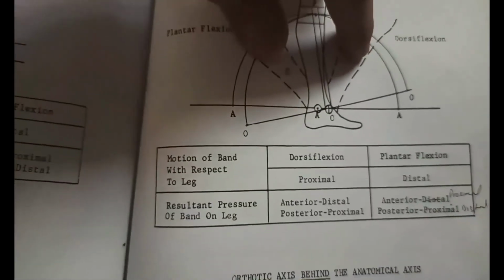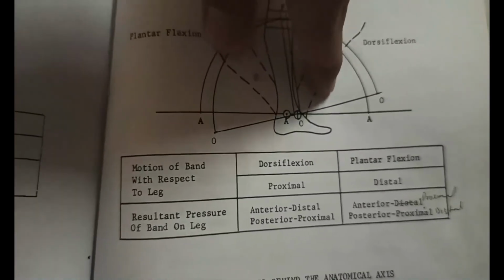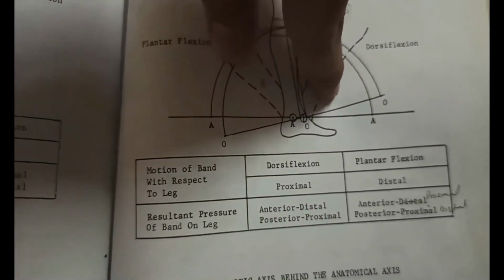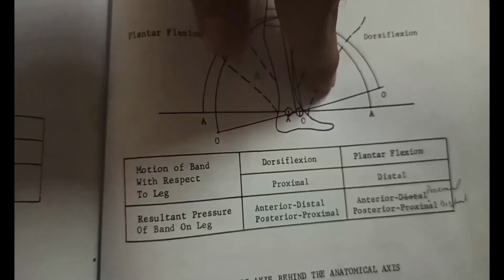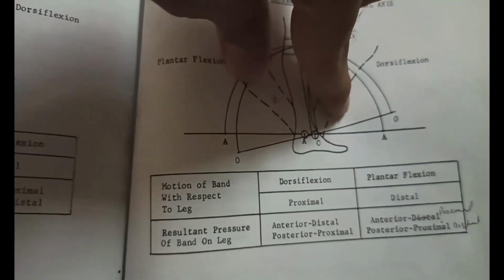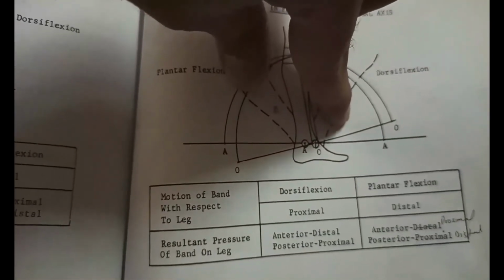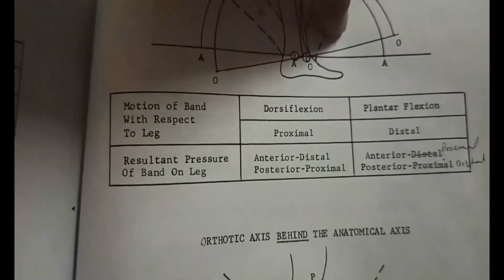During dorsiflexion, the band moves proximally and tilts like this, because dorsiflexion is forward motion. As my finger comes down while my thumb comes up, the pressure at the anterior side will be distal and at the posterior side it will be proximal, as written here.